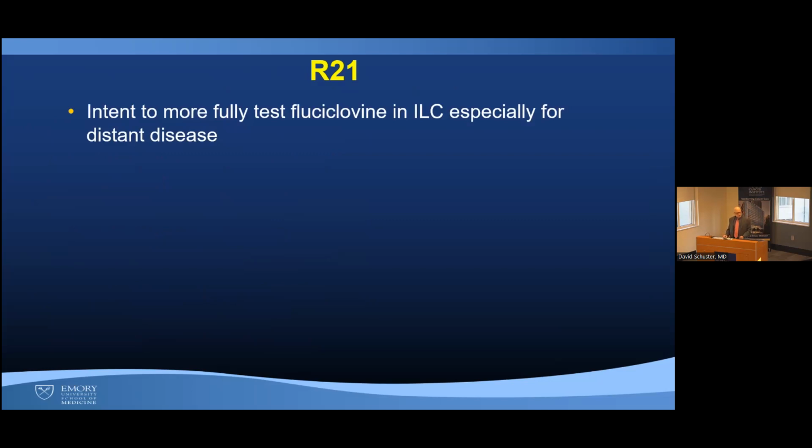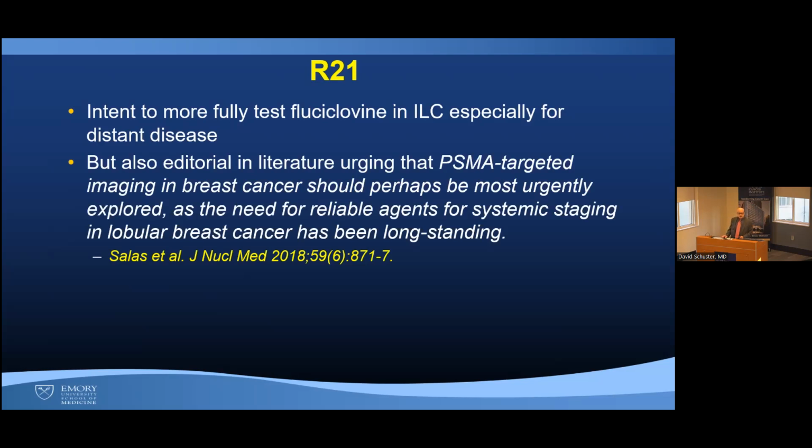So kind of sitting around thinking about how can we exploit this exploratory data. And we decided to write an R21. And the intent was to more fully test fluciclovine and ILC, especially for distant disease. But at that time, there was an editorial in the literature, and everyone was going PSMA crazy. And so PSMA is prostate-specific membrane antigen, and it's now FDA approved in a number of forms for evaluation of prostate cancer. But as I have said in some of my other lectures, and some of you have been to those, PSMA is neither all prostate nor entirely specific. So PSMA targeted imaging, they advocated in breast cancer, should really be explored for systemic staging, especially in lobular cancer. So I decided to take them up on that challenge.